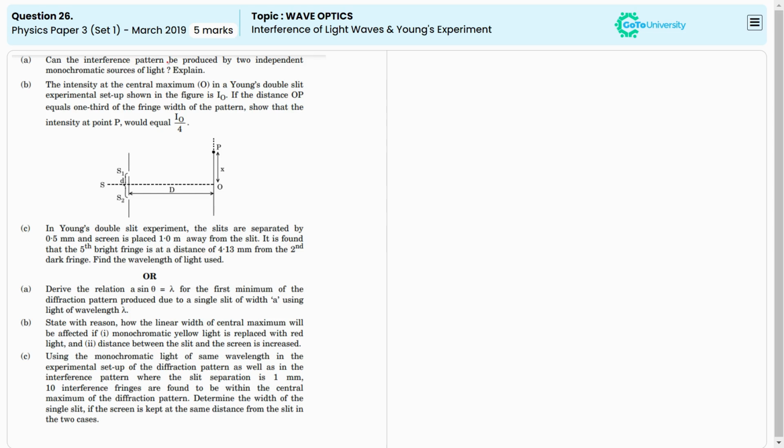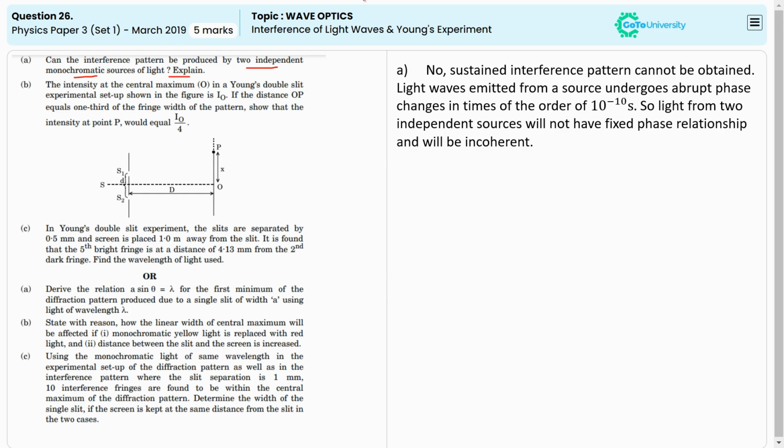Can the interference pattern be produced by two independent monochromatic sources of light? Explain. It is not possible because a sustained interference pattern cannot be obtained. Light waves emitted from a source undergo abrupt phase changes in times of the order of 10 to the power of minus 10 seconds. So light from two independent sources will not have a fixed phase relationship and will be incoherent.